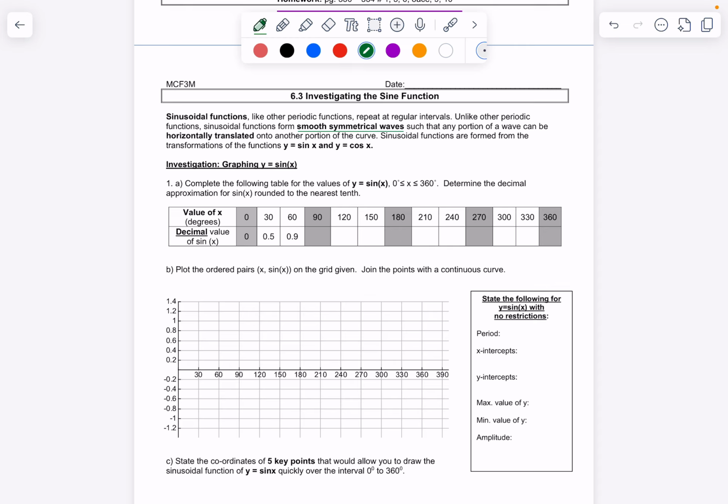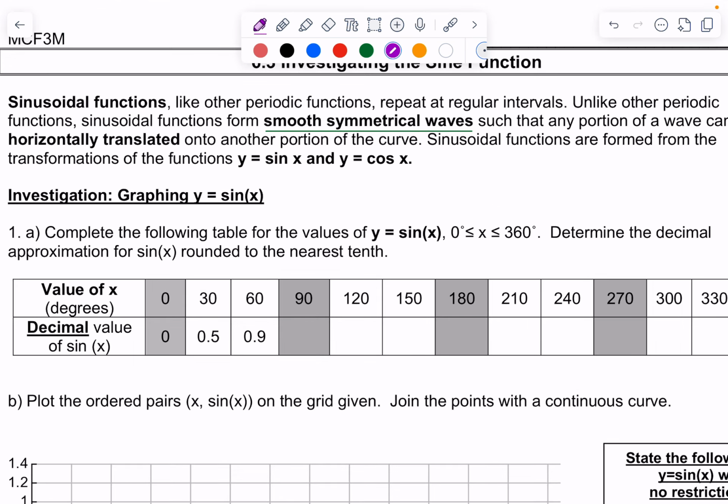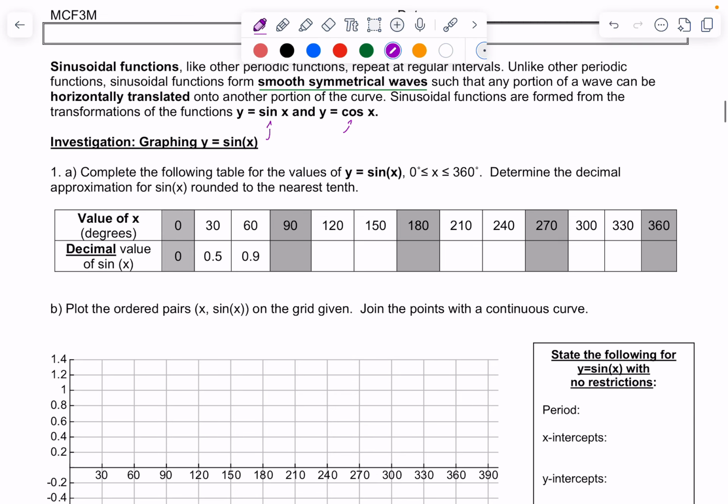And then the sinusoidal functions are formed from the transformation of the functions y equals sine x and y equals cosine x, okay? So these are your trig ratios. And in this first example, investigating the graph of sine x, we are taking degrees. So this x right here, that is from our previous trigonometric unit, that's your angle, that's your theta. Think of this x here as theta.